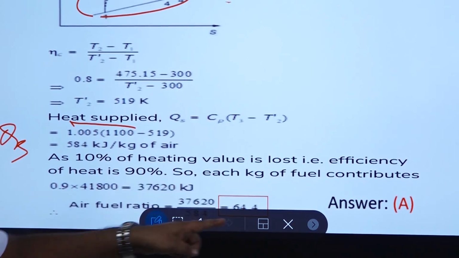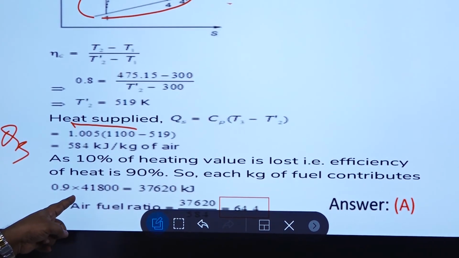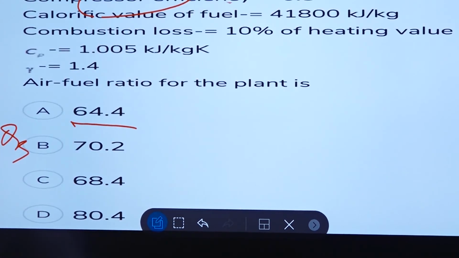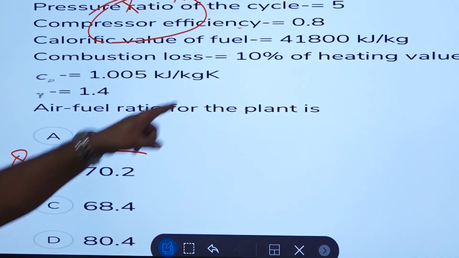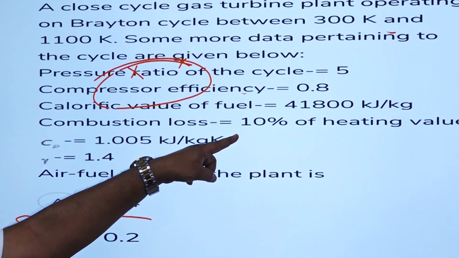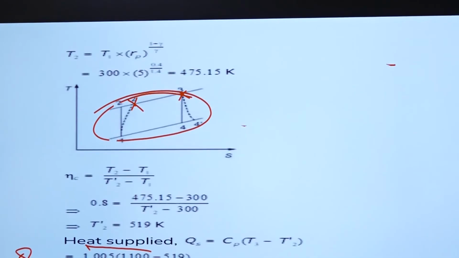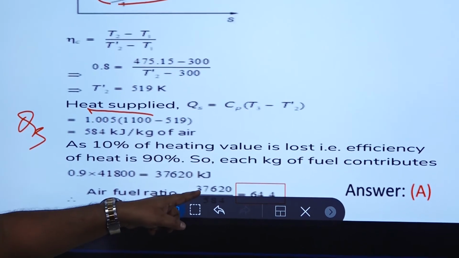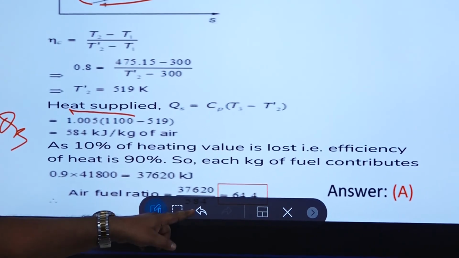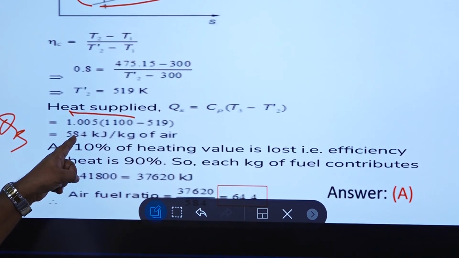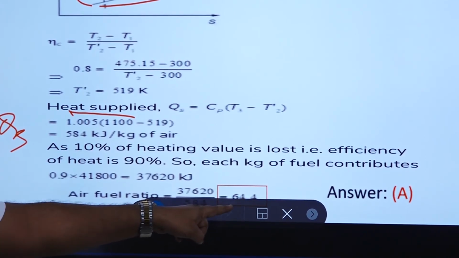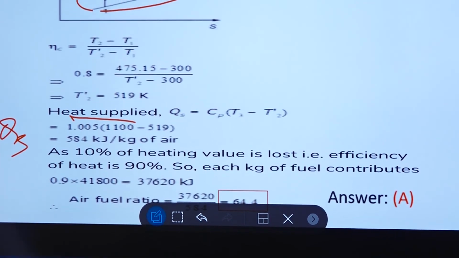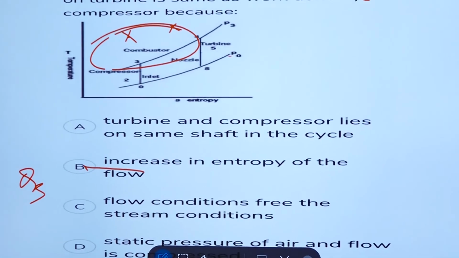So each kg of the fuel will contribute around 0.9 into the calorific value. What is the calorific value? It is 41,800 kilojoule per kilogram. So it is 0.9 into 41,800, you will get the value. So 37620 divided by this 584, you will get the value of this air fuel ratio, that is 64.4. Okay, so you will get the value.